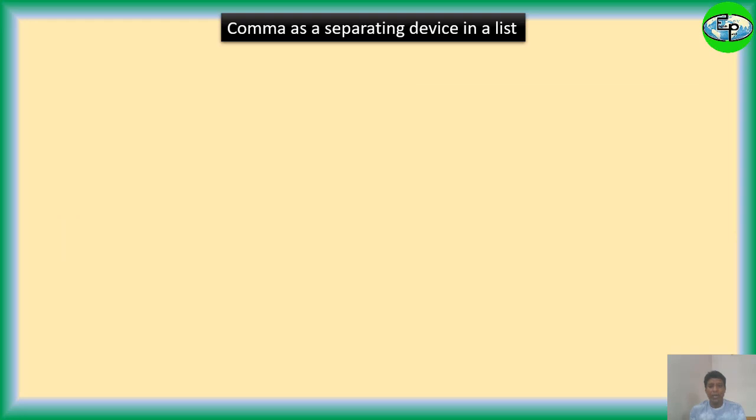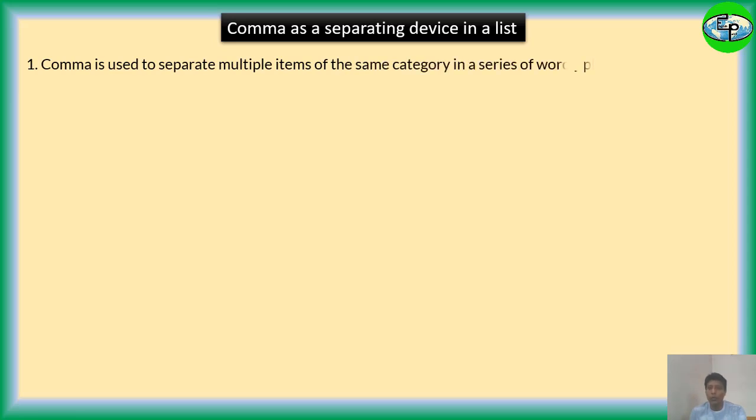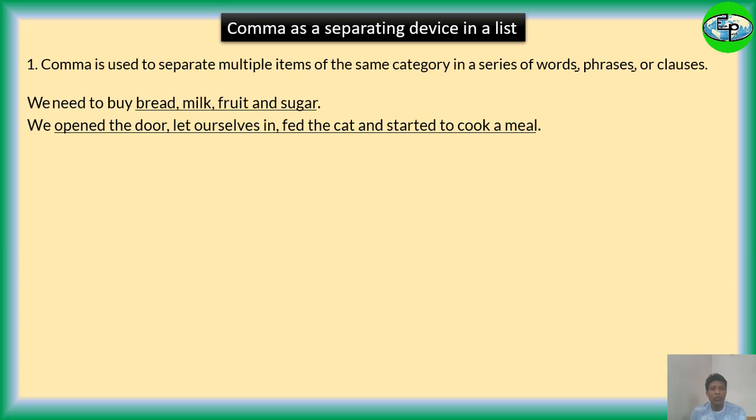Comma as a separating device in a list. Number one, comma is used to separate multiple items of the same category in a series of words, phrases, or clauses. We need to buy bread, milk, fruit, and sugar. We opened the door, let ourselves in, fed the cat, and started to cook a meal.